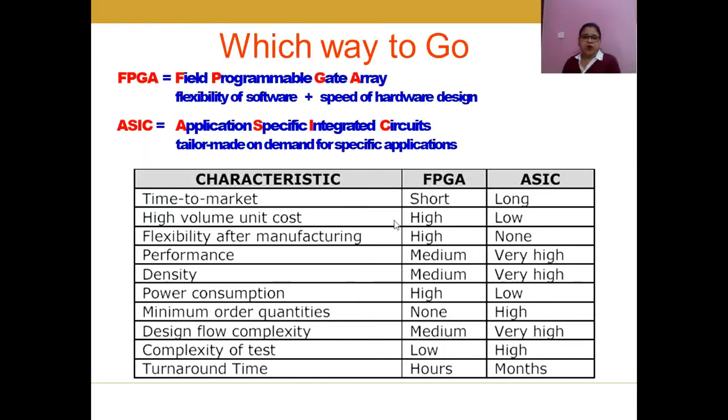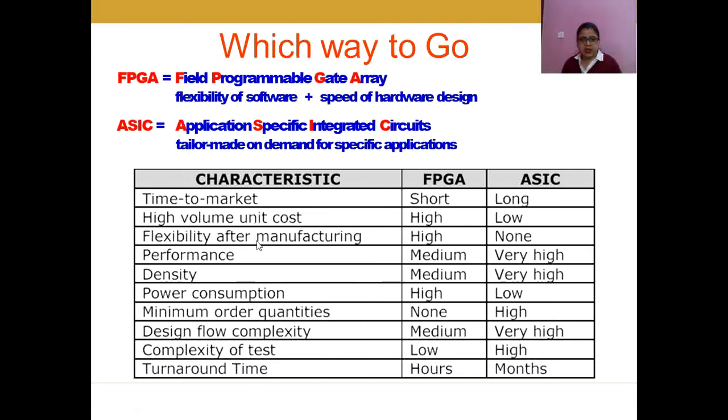Now, which way to go? Like when, how will we see what is better for us? Whether FPGA needs to be taken, or we should consider ASIC. So if I talk of FPGA, it has the flexibility of software because it is reprogrammable, plus the speed of the hardware design. So this is one plus point with the FPGA. When I talk of an ASIC, it is tailor-made on demand for specific applications.